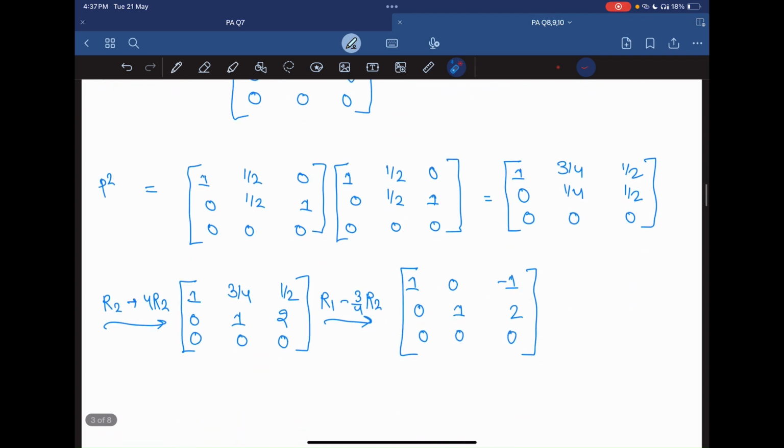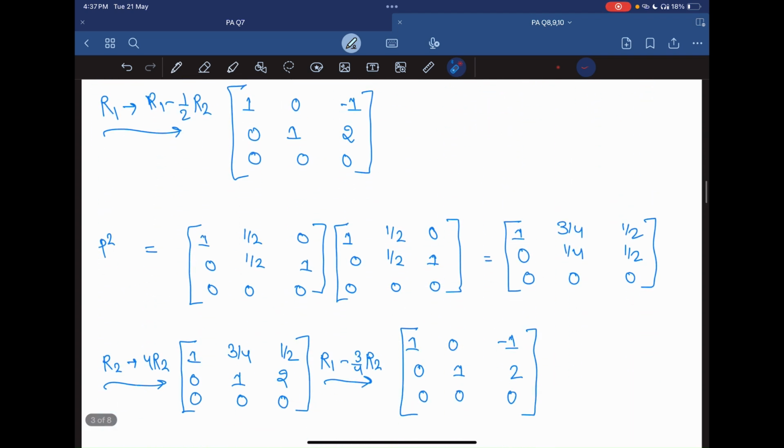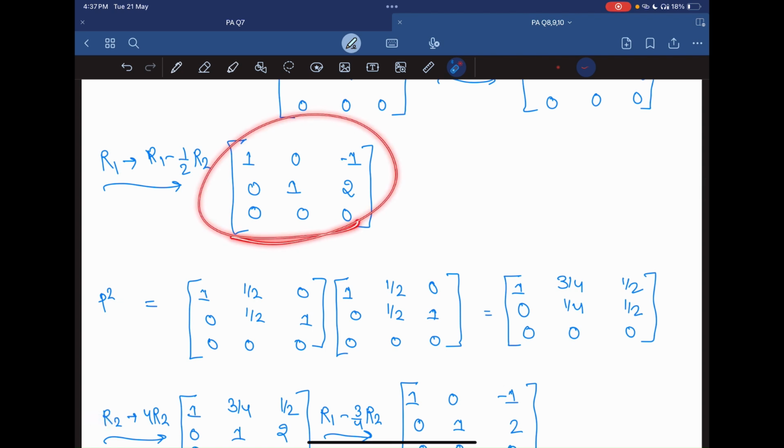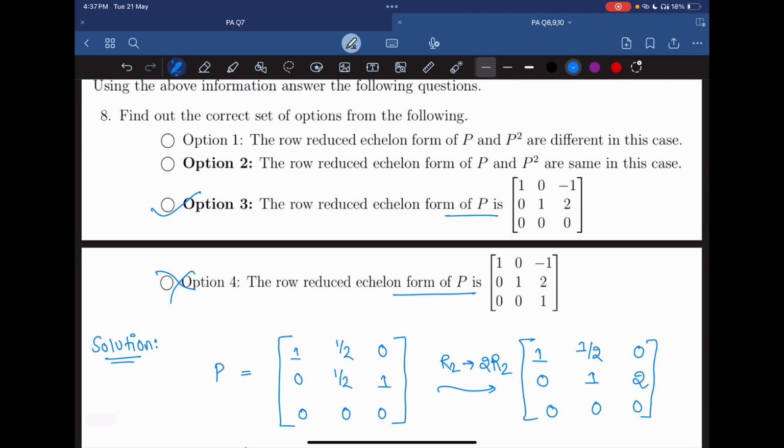And if you observe this matrix, that is the RREF of P square, and this matrix, that is the RREF of P, are same. So the reduced row echelon form of P and P square are same in this case. So option 2 is also correct. And option 1 is wrong. Let's say that they are different.